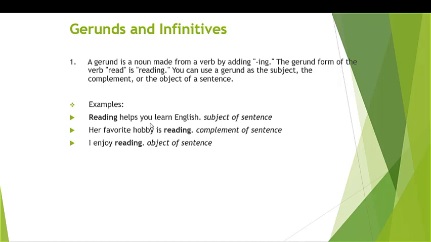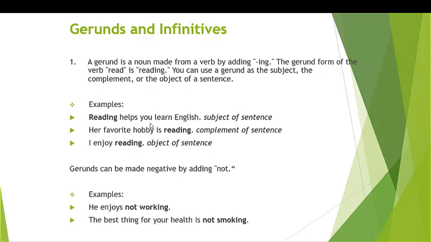For example, the first one is the example of a gerund functioning as a subject. Reading helps you learn English. This is the subject of a sentence. Her favorite hobby is reading. The second one is the example of a complement. I enjoy reading. This is an object. That is gerund. And gerund can be made negative by adding not. He enjoys not working. The best thing for your health is not smoking.